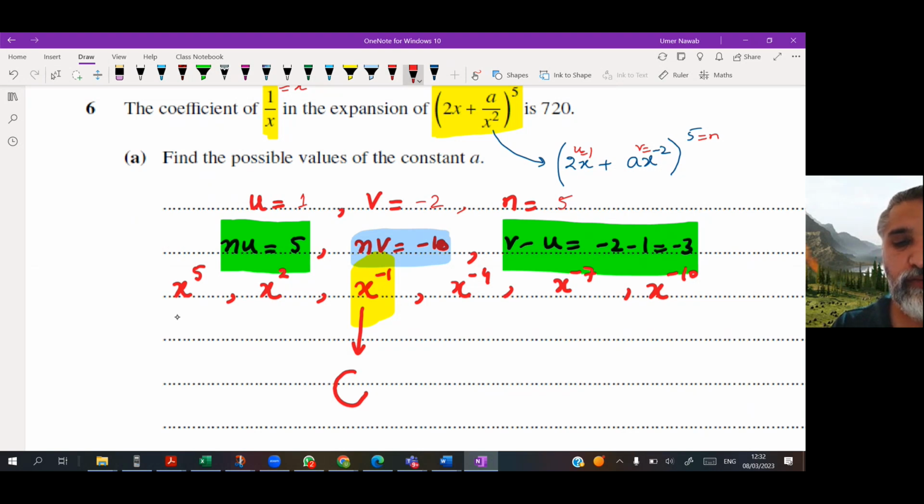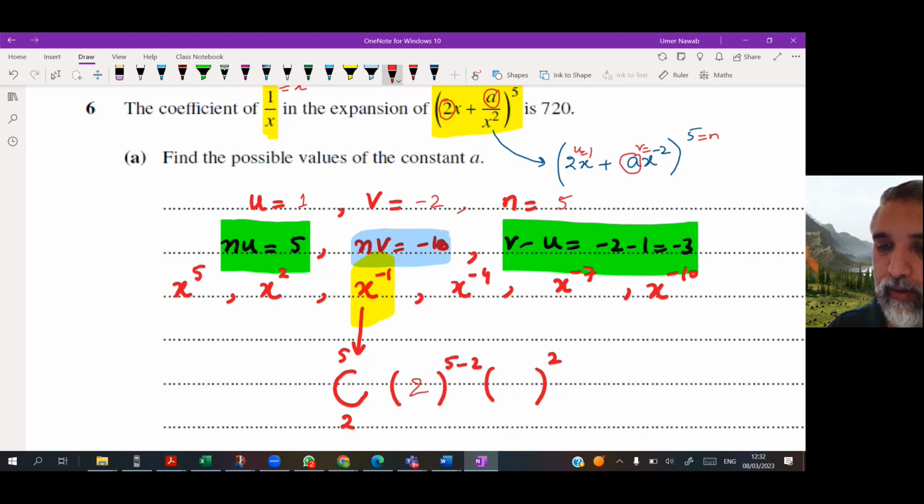So starting from 0, 5C0, 5C1, 5C2. So this is 5C2. I'm going to write here 5 minus 2, and here 2. What do I have to write here? No need to write x because we already know that after simplification we are going to get x power minus 1. So just copy here 2, and here is just a. Copy it, and put it equal to, he said it is equal to 720, the coefficient.